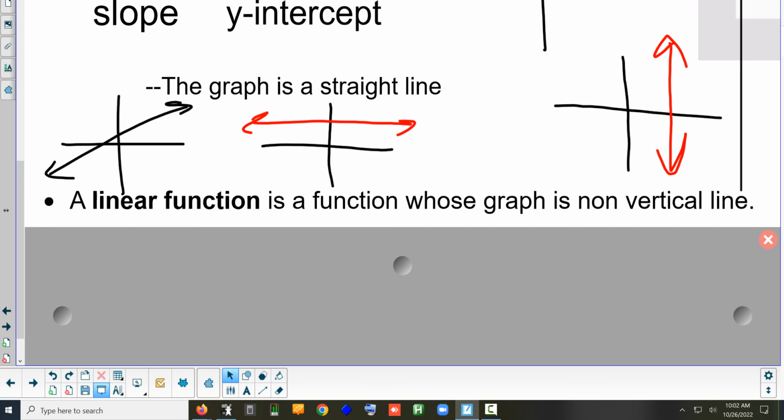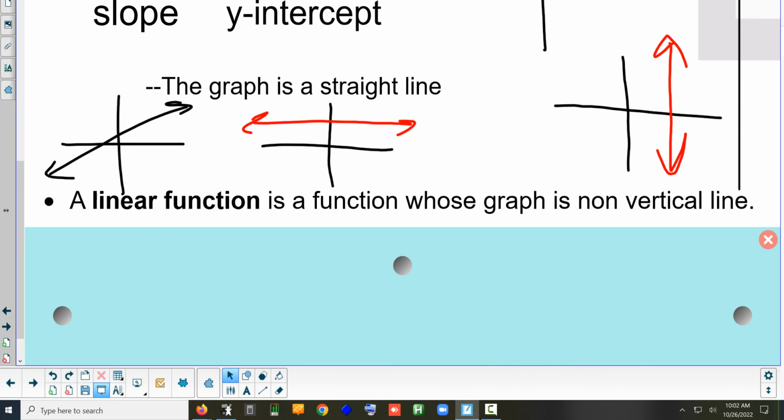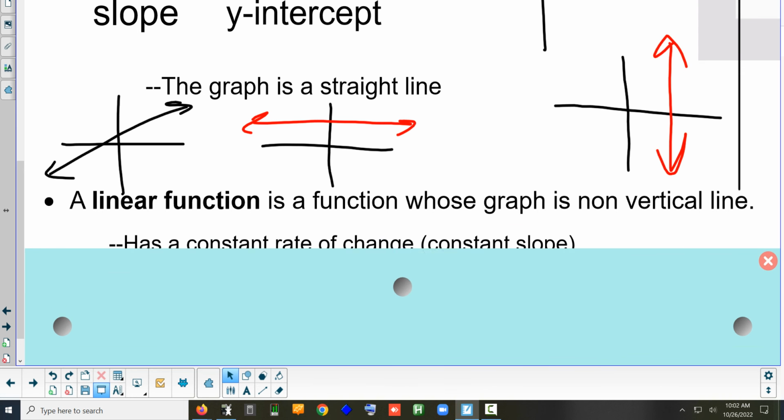So this graph really fails the vertical line test. So vertical lines are definitely not functions. And that's one reason why I can't draw them on this calculator. This calculator can only draw things that are functions. And vertical lines are not. So I can't draw them. But I can do horizontal, and I can do ones on diagonals. Those are fine.